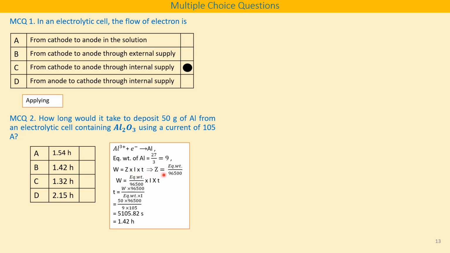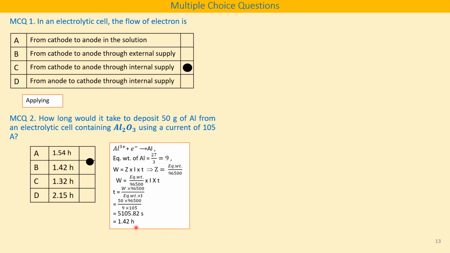Therefore, the value of Z is equivalent weight divided by 96,500. So, W equals equivalent weight divided by 96,500 into I into T. Therefore, T is equal to W into 96,500 divided by equivalent weight into I. That is equal to 50 into 96,500 divided by 9 into 105. Simplifying, it is 5105.82 seconds. Converting by dividing by 60 into 60, we get 1.42 hours. This option is available as option B.